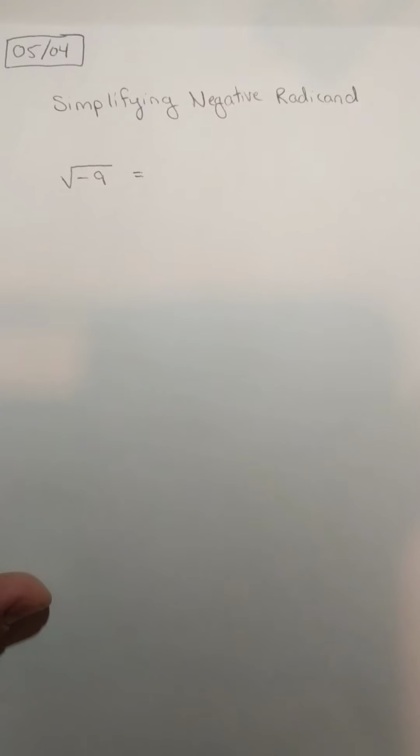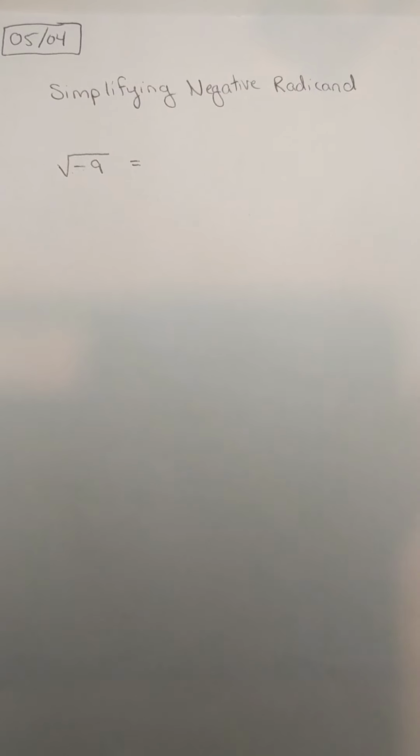Now, what happens if we are simplifying a negative radicand? So the square root of negative 9. Now, the whole thing about these square roots is that we have to have a perfect square because a number times itself equals another number, like 2 times 2 is 4, and the square root of 4 is 2. Well, what if we had the square root of negative 9? Well, 3 times 3 is positive 9, and negative 3 times negative 3 is also positive 9. So there are not two numbers that I can multiply together to get negative 9. They have to be identical.